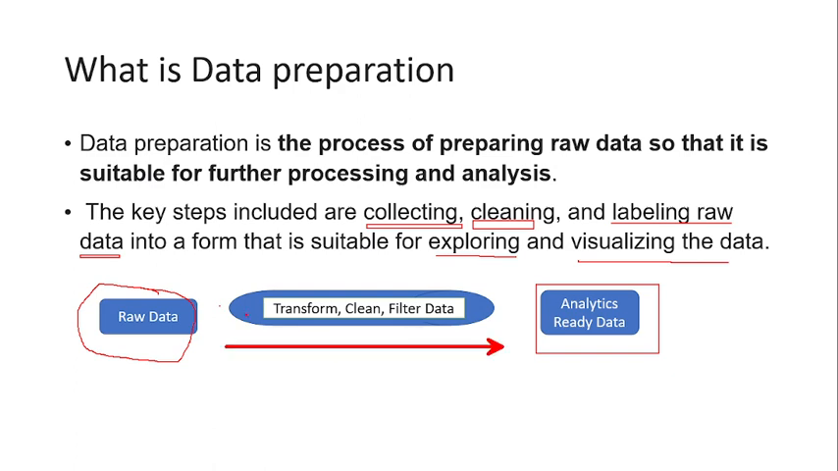To convert this, we use something called a pipeline. In the pipeline, we transform the data. Transformation is nothing but identifying the headers, rows, and all those things, and then cleaning the data. If you have null values, how do we handle them? If there are duplicate values, deleting those.